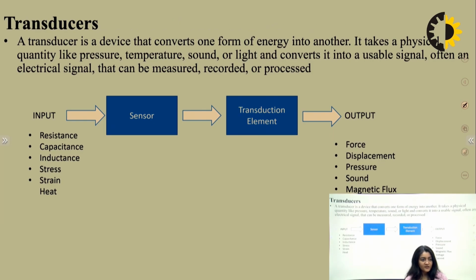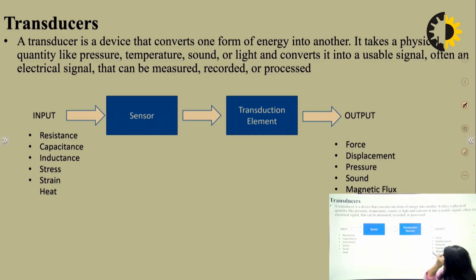Then, what are transducers? A transducer is a device that converts one form of energy into another form. It takes a physical quantity like pressure, temperature, sound, or light and converts it into a usable signal, often an electrical signal, that can be measured, recorded, or processed. So the input connects with the sensor first. I already told you, it is like a primary transducer. So when the input is coming, it will first be detected by the sensor or primary transducer. Then it will convert it into a transduction element, that is a secondary transducer, and then it will provide output.